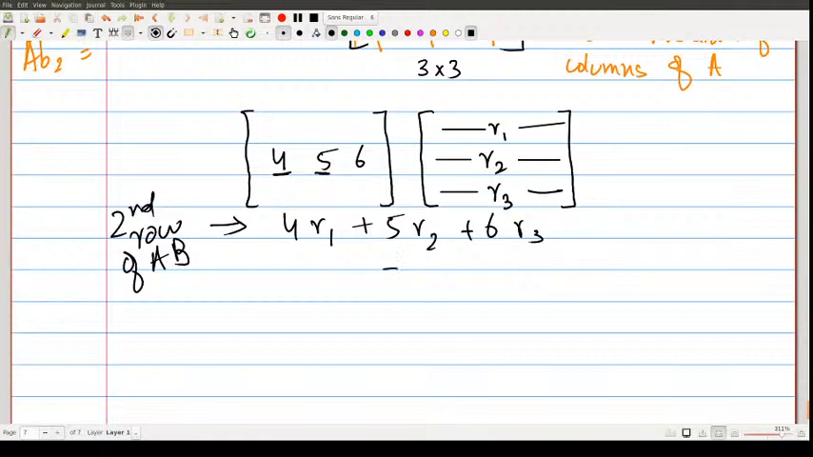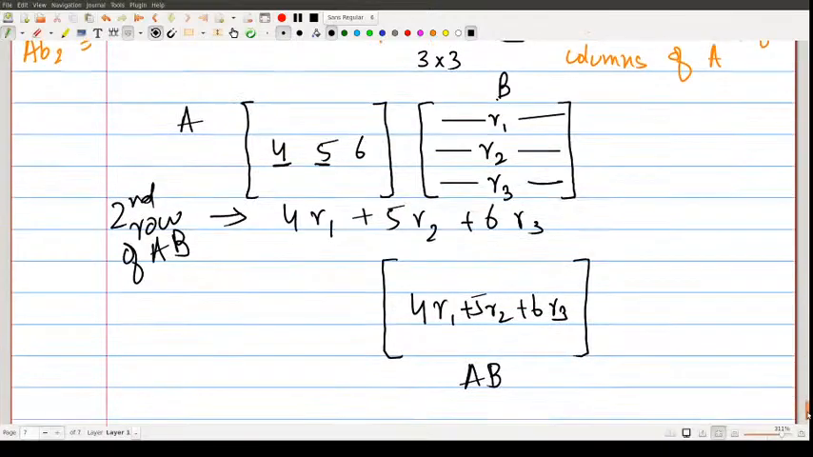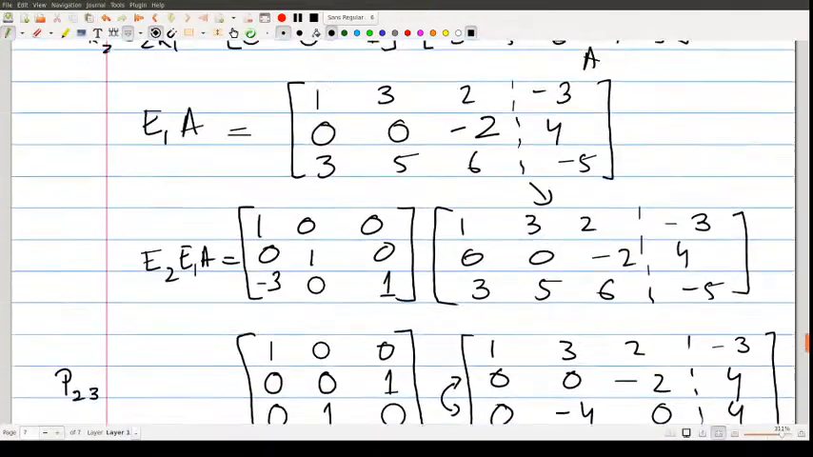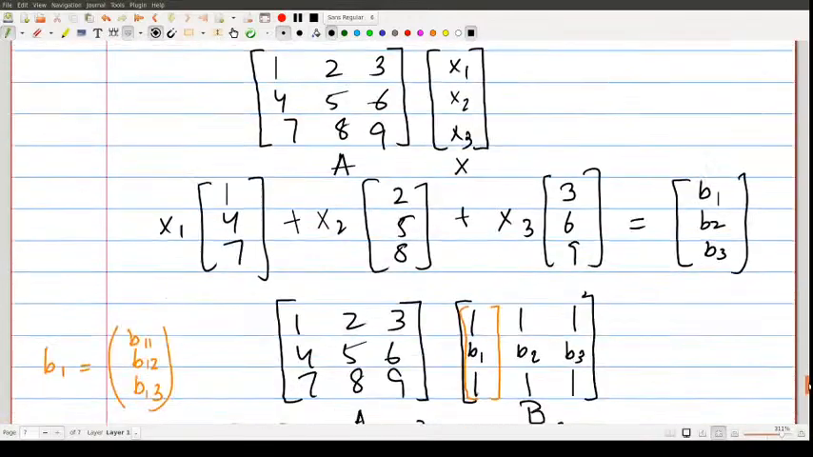So if I look at the second row of A times B, if this is A and this is B, then the second row of AB will be 4 times row 1 plus 5 times row 2 plus 6 times row 3. Just exactly like the way we were doing elimination matrices. For example, this row said you take 1 times the first row, none of the second row, none of the third row. And that's exactly what's happening here.